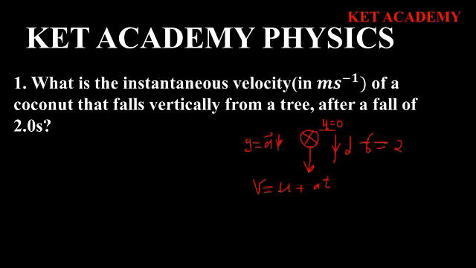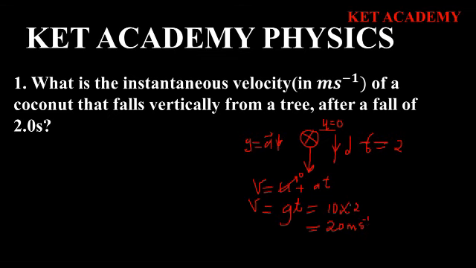and since our u is 0, this is going to go away. We'll be left with v equals to at. Now our acceleration is acceleration due to gravity, so we are going to replace our acceleration with g. Okay, and substituting or doing our numerical application, we know our g is 10 and the time is 2 seconds, so in this case we are going to get 20 meters per second.